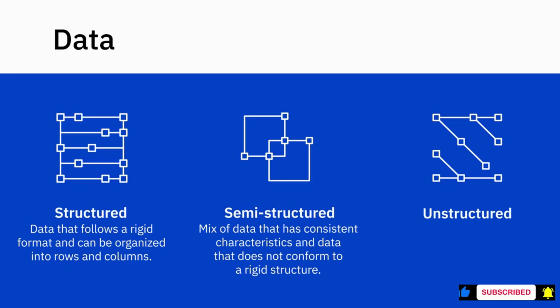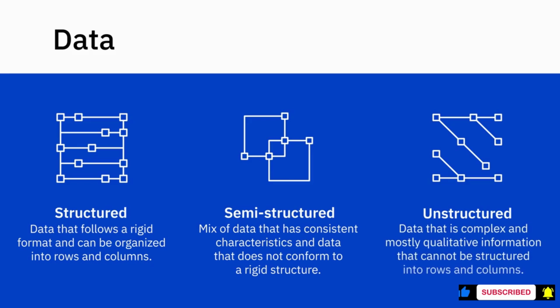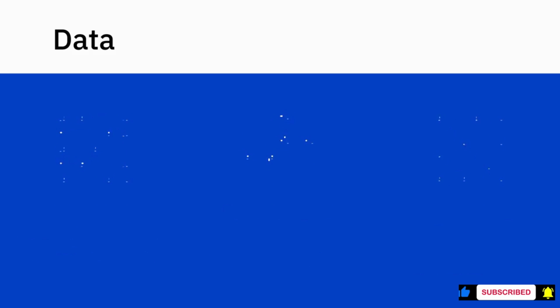And then there is unstructured data, data that is complex and mostly qualitative information that is impossible to reduce to rows and columns. For example, photos, videos, text files, PDFs, and social media content. The type of data drives the kind of data repositories that the data can be collected and stored in, and also the tools that can be used to query or process the data.